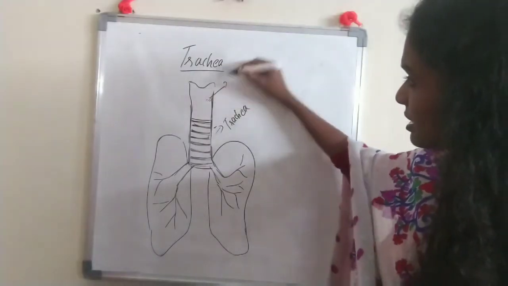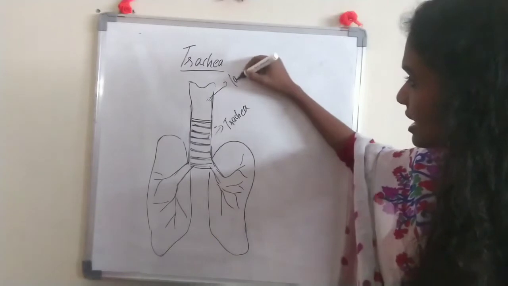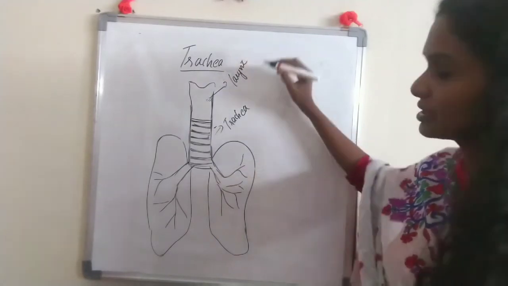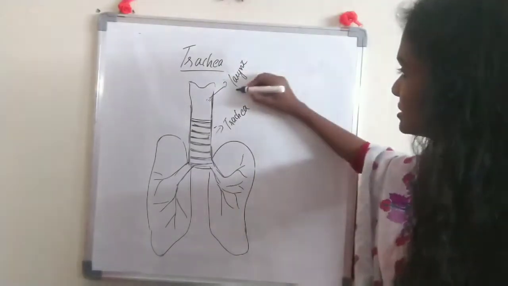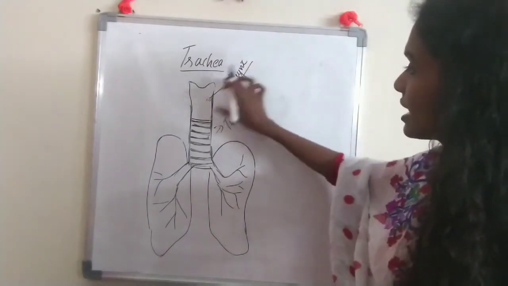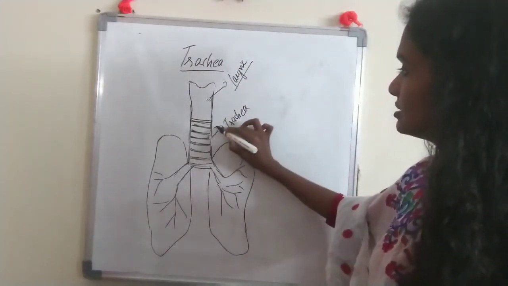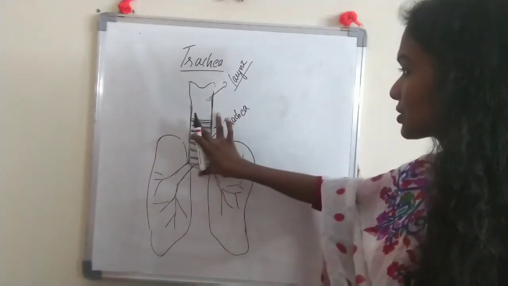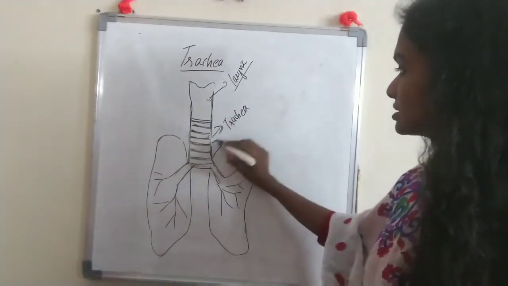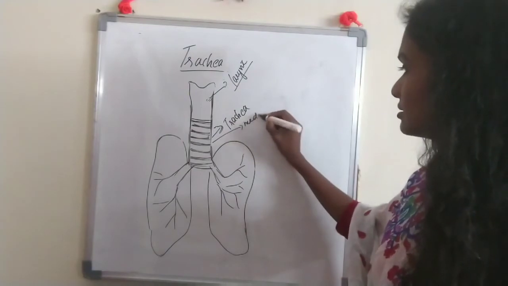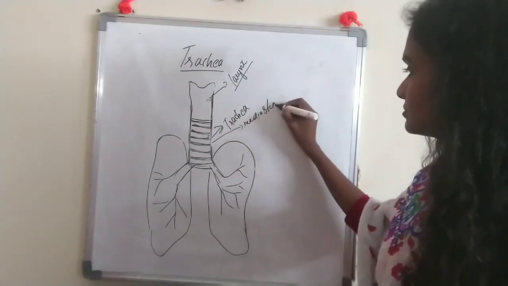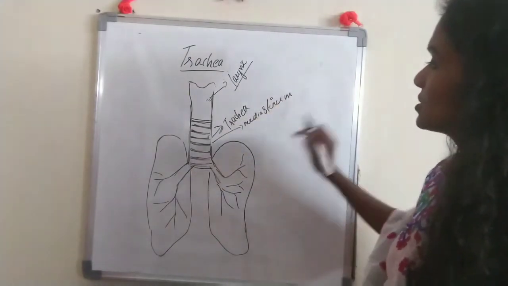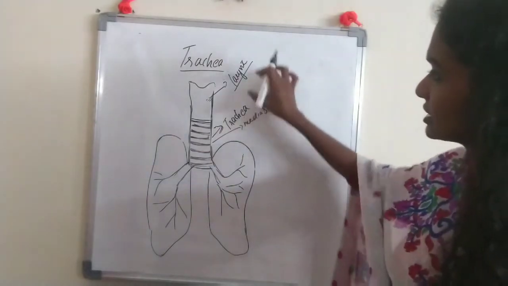This is the part which is known as the larynx. I have explained what the larynx is in my previous video. Please check it out. So this is the larynx. Here is the trachea. Okay. And this is the region in the center of the chest. That region is known as the mediastinum. Okay. So where is the trachea situated?